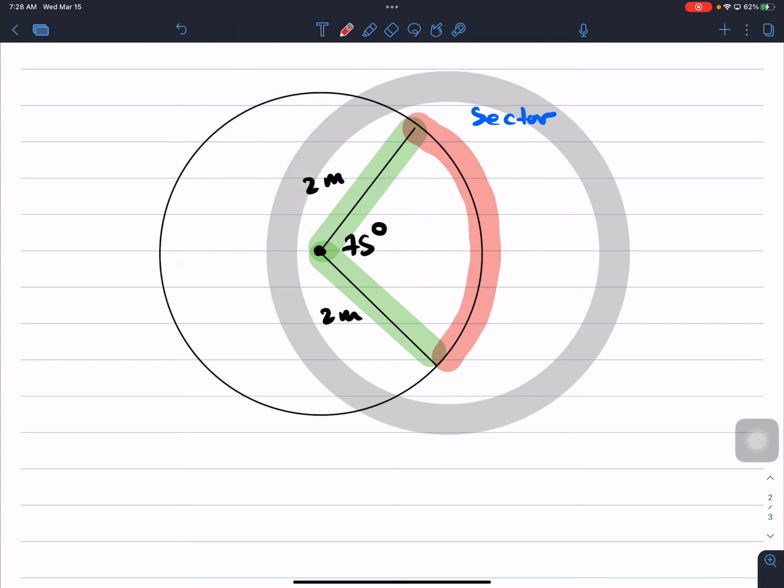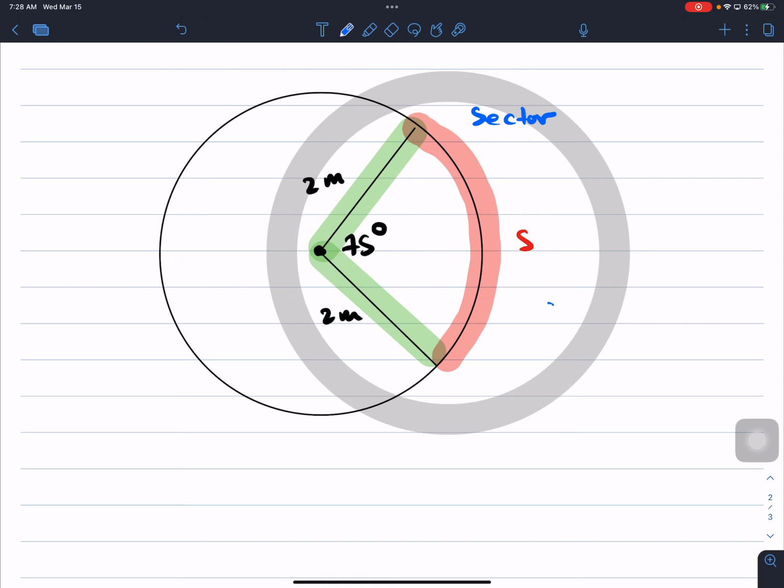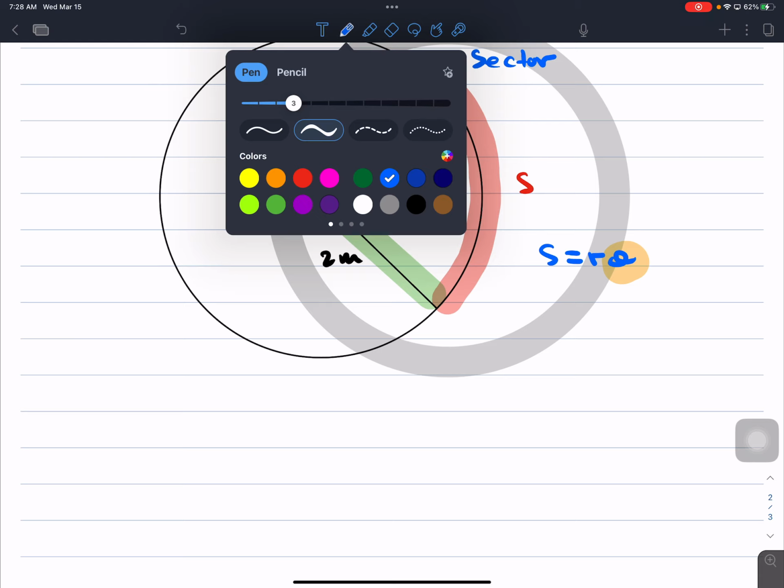Where do you start, ladies and gentlemen? Where do you always start with this? If you don't know your definition, you're not going to proceed. Is that right? So what's the definition of arc length? S is R theta. What do you guys notice about this picture? What happened? They gave you the angle in degrees.